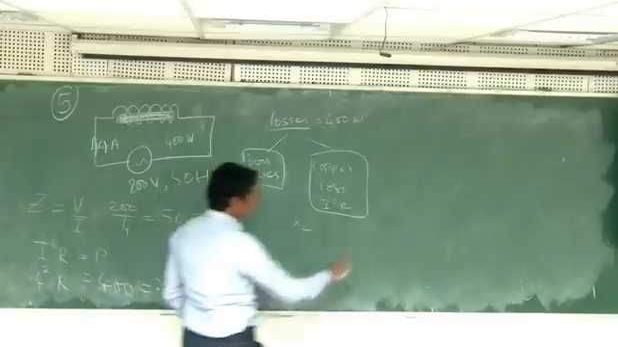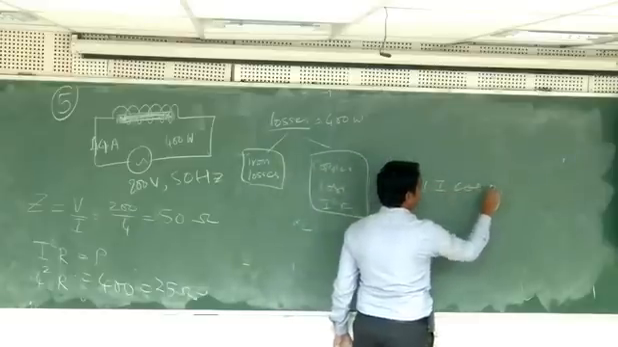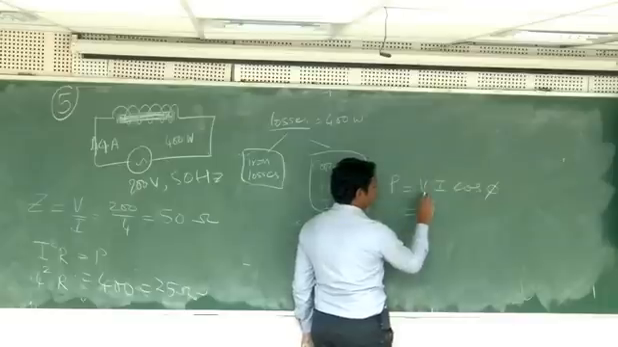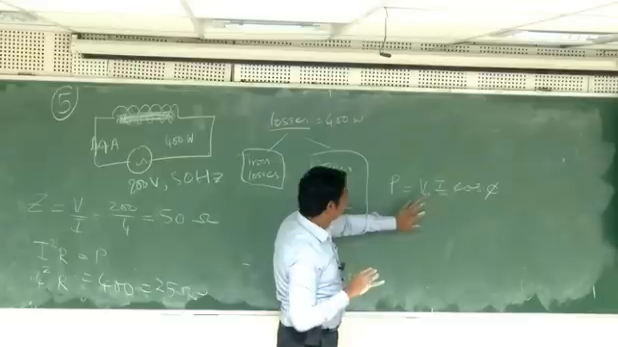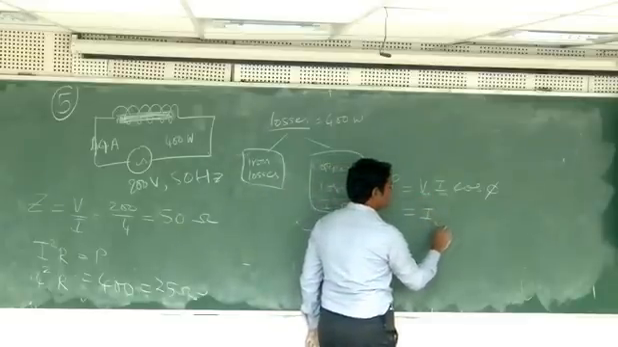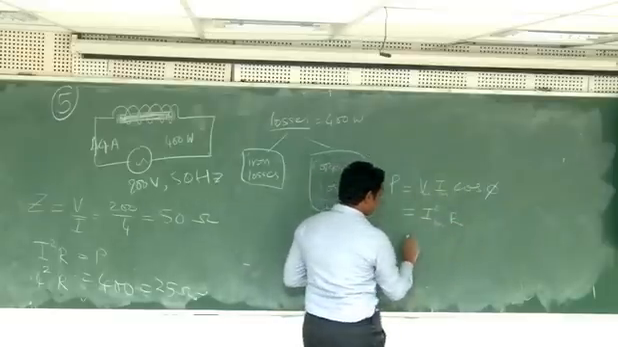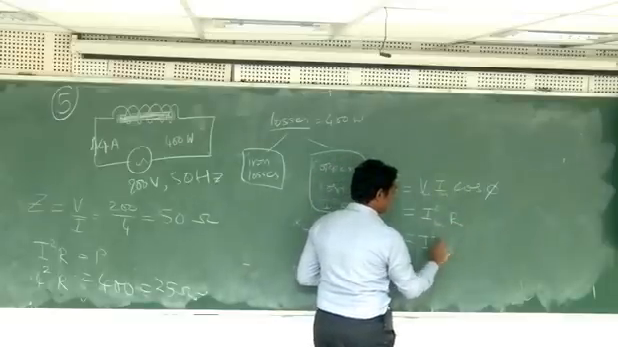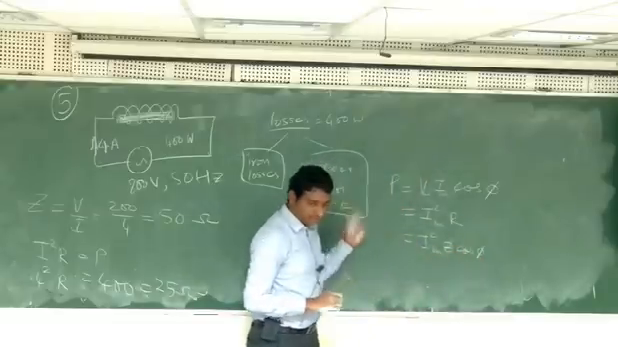Power is V into I into cos phi, where both are RMS values. This is one formula for power. It's not required here. I RMS square into R itself is power, or I can say I RMS square into Z into cos phi. So this is also power.